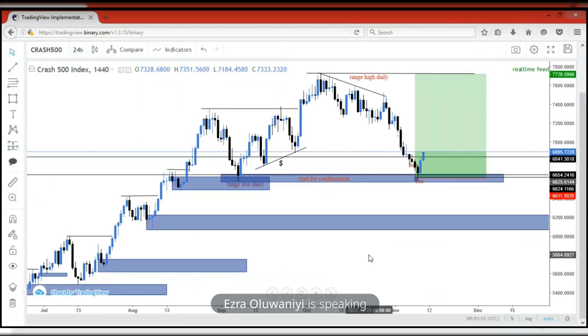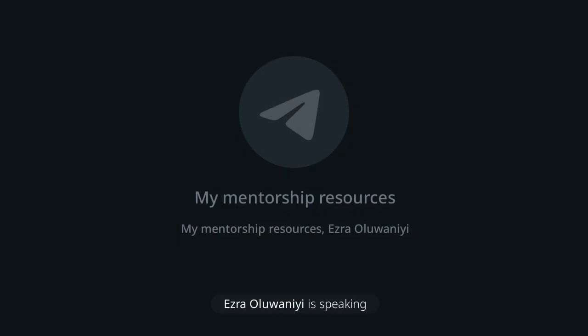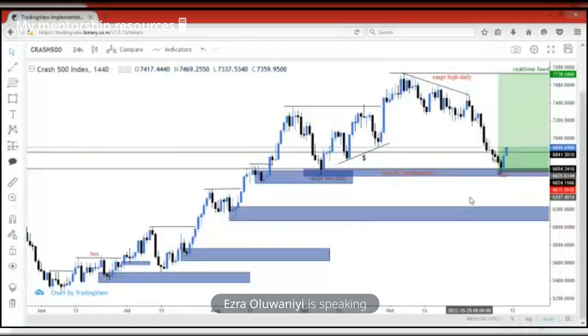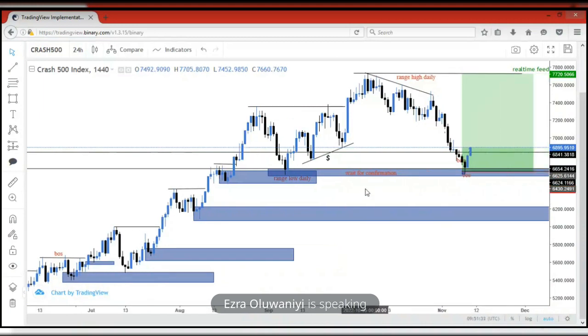All right, so I think I'm going to end the class here. We are just talking about demand and supply zones basically. The zones below the current price level are demand zones, and the ones above current price level are supply zones. Supply zones are where you look to sell the market. Demand zones are areas in the market where you look for buys.